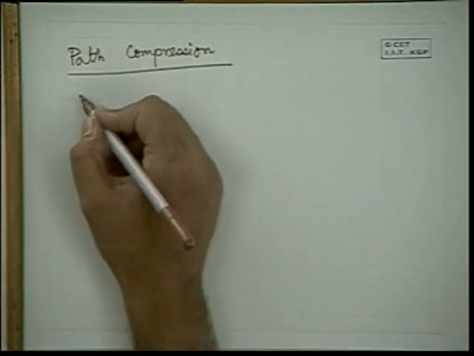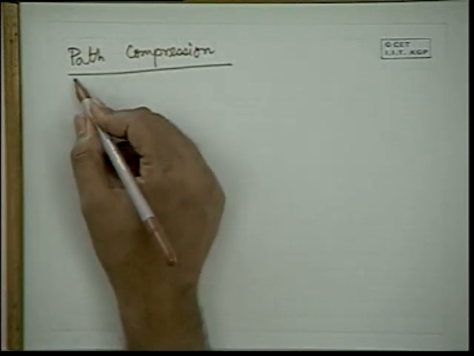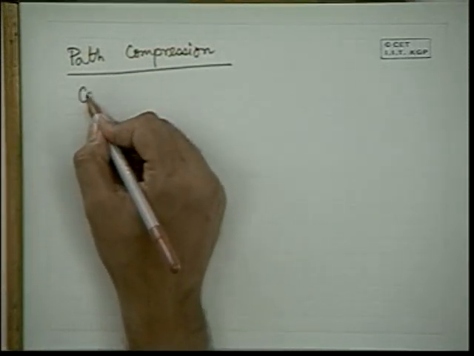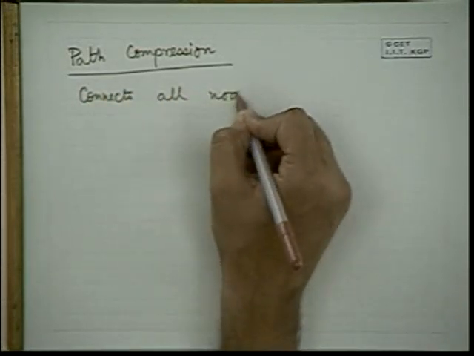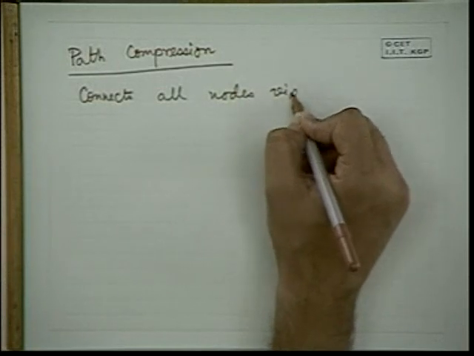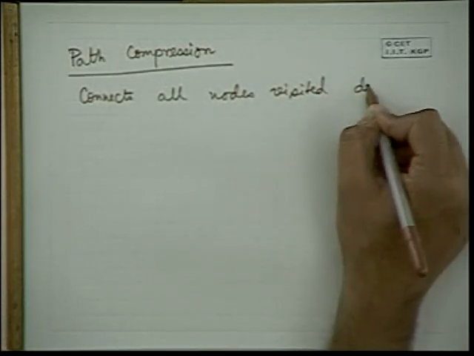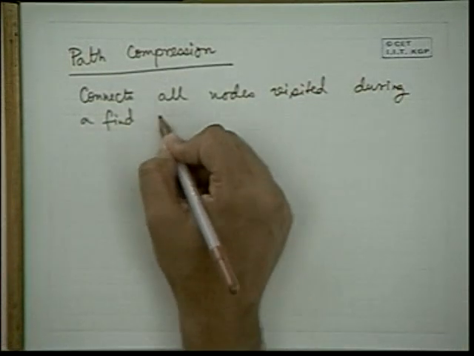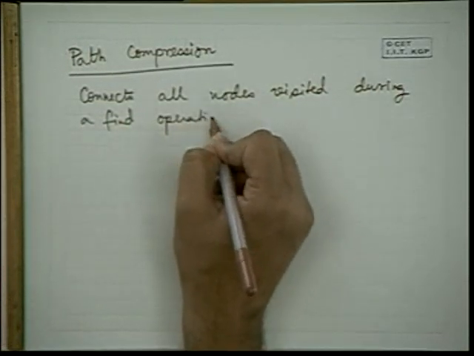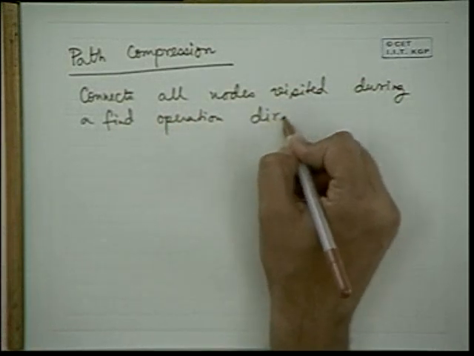What is it? So this path compression connects all nodes visited during a find operation directly to the root.